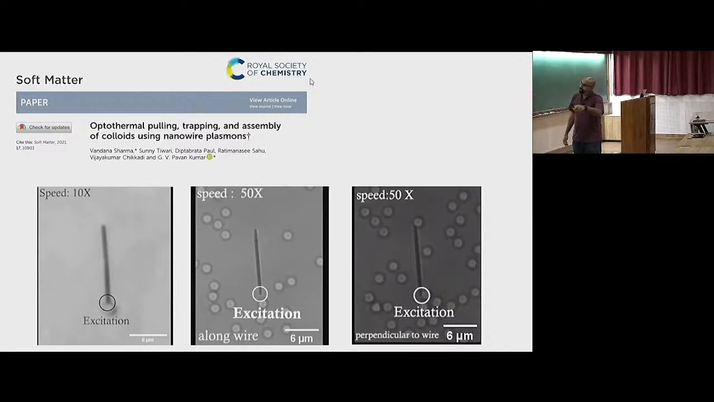For example, if you now have a plasmonic wire, this plasmonic wire has a very strong polarization dependence in terms of propagation, because the propagating mode is excited only along the length of the wire, and therefore the heating also happens only along the length of the wire if the polarization axis is along the length. If you make it perpendicular, it will not do so. I'll show you what happens.